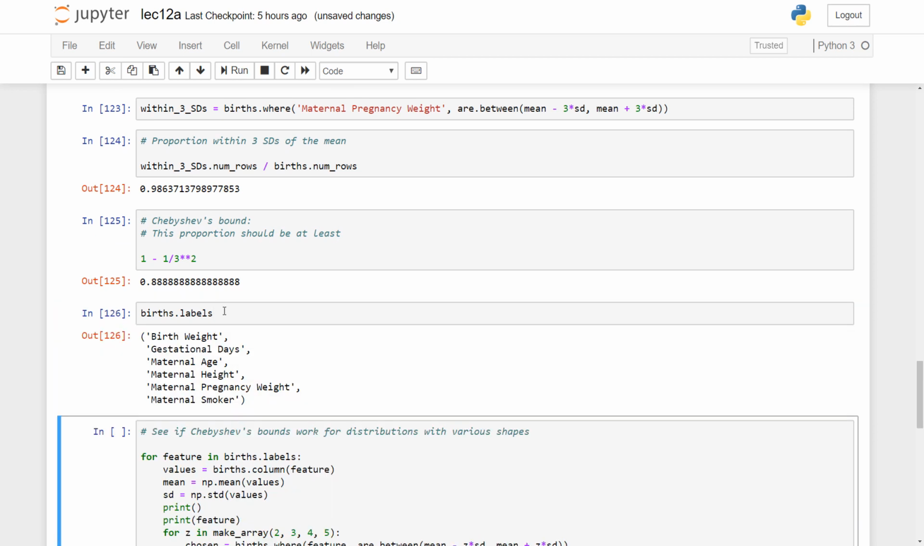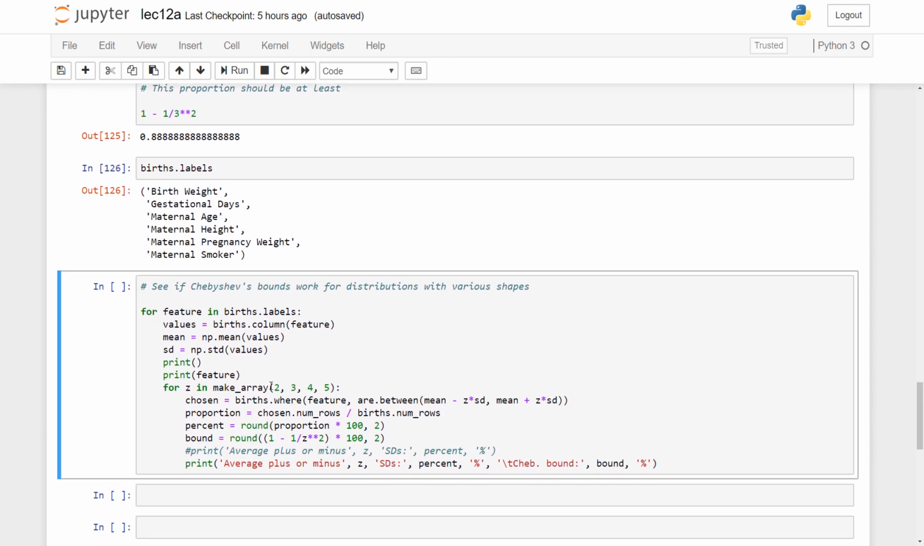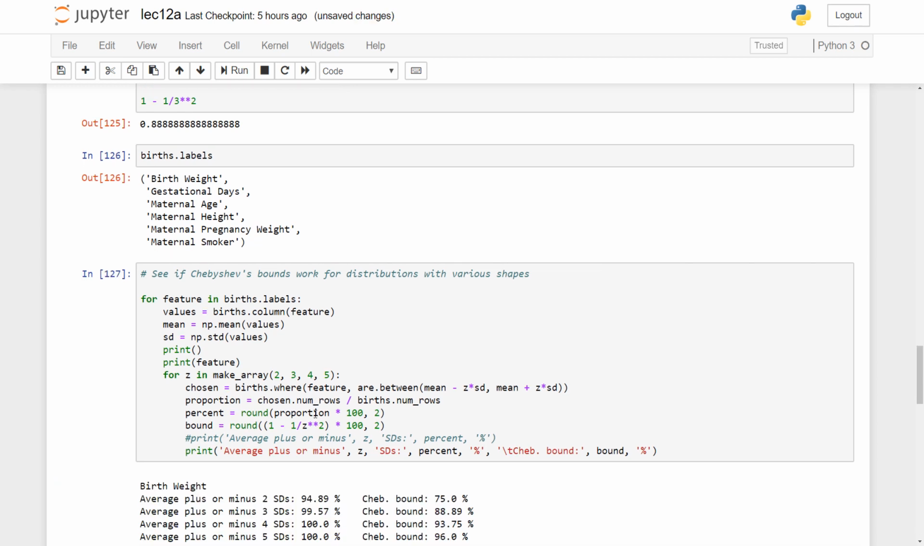Let's apply it on the other values in the data set. We have multiple columns here: the weight, the age, the height, and so on. Let's apply that on all the columns in the data set. We will compute the proportions within 2, 3, 4, 5 standard deviations from the average, and compare them with the lower bound that Chebyshev told us. So let's run this.